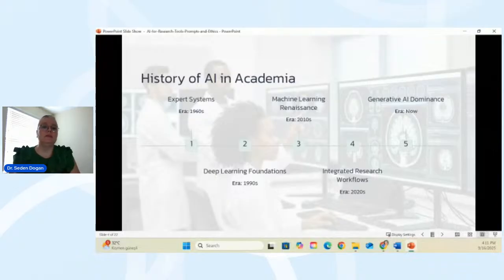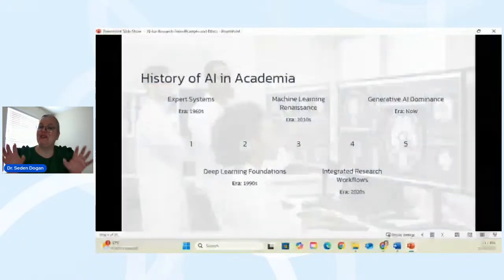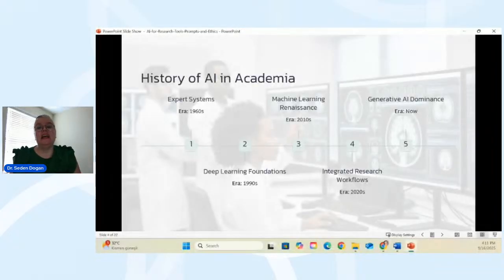UNESCO, for example, says transparency must be central to policy. And publishers like Elsevier and Springer now require disclosure of AI usage. So the message actually is clear. Using AI is fine as long as you are transparent. Hidden use is kind of misconduct.